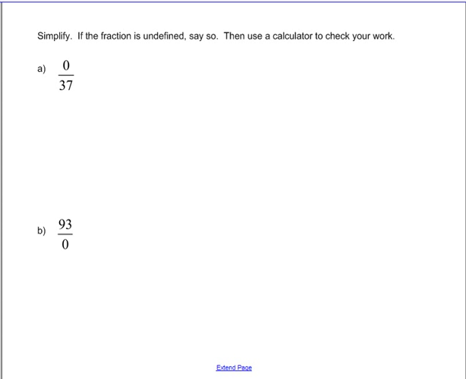Simplify. If the fraction is undefined, say so. Then use a calculator to check your work. So each one of these problems involves division with 0, and so we have to be really careful with what's going on with these.